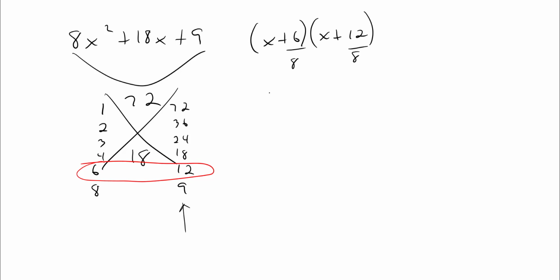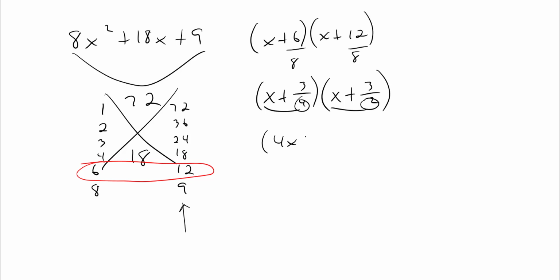So you're going to use your little ABC button here. And if you reduce it, you're going to get x plus 3/4. Okay? And if I reduce this one, I'm going to get x plus 3/2. Okay, it's as far as it can be reduced. So that means I need to slide the 4 over and the 2 over. So you get 4x plus 3 and 2x plus 3.